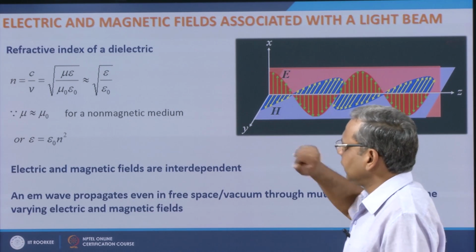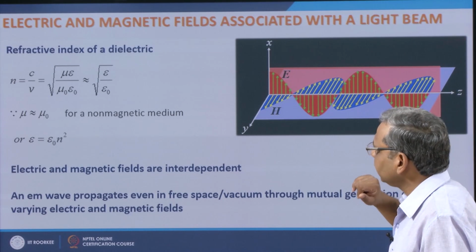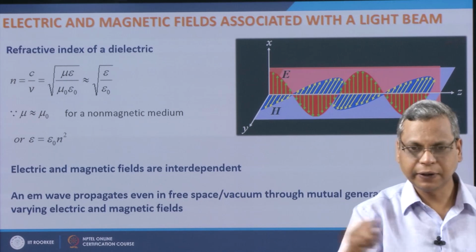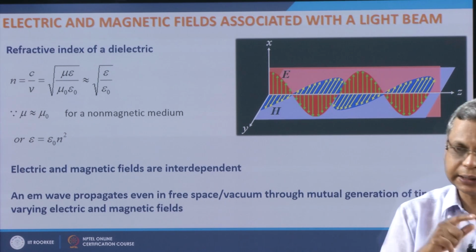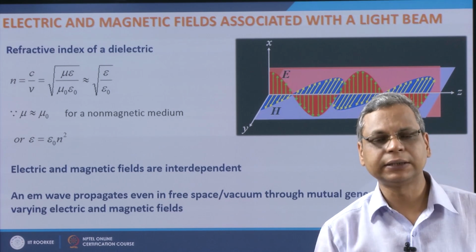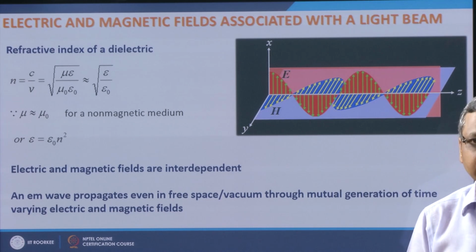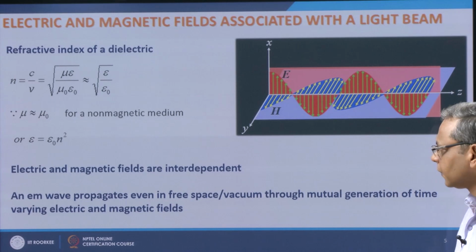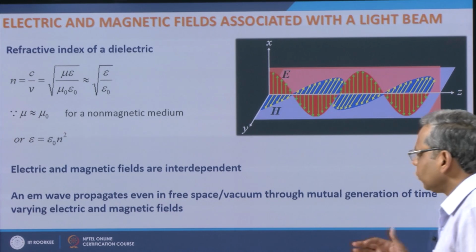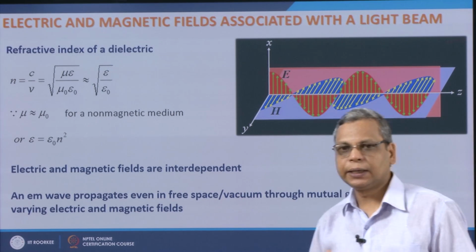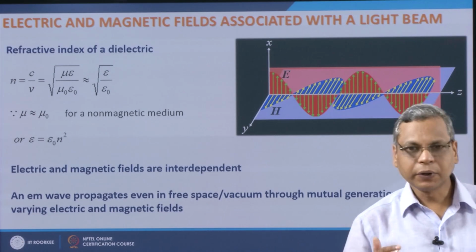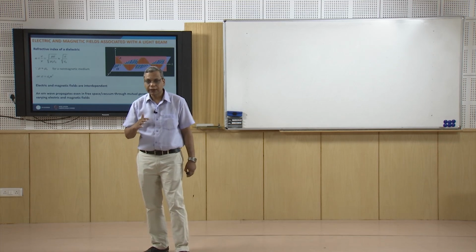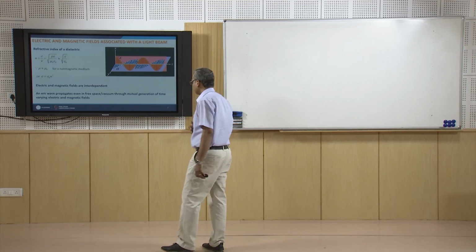We see that electric and magnetic fields are interdependent. A time varying electric field generates a time varying magnetic field, and this time varying magnetic field in turn generates a time varying electric field. So, there is mutual generation of electric and magnetic fields, and it is due to this mutual generation that an EM wave propagates even in free space or in vacuum. They do not require any medium to propagate.